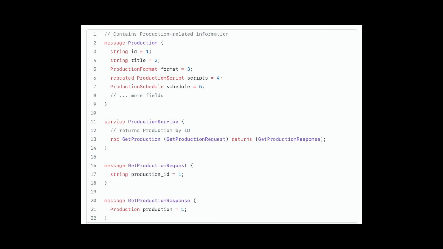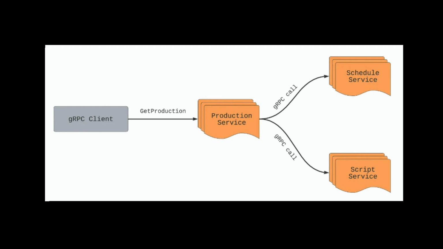How can we understand which fields the caller doesn't need to be supplied in the response, so we can avoid making unnecessary computations and remote calls? This is where Netflix came up with field mask. Let's say we want to get production information for a particular movie using the getProduction API. While a production has many fields, some of these fields are returned from other services such as schedule from the schedule service, or scripts from the script service.